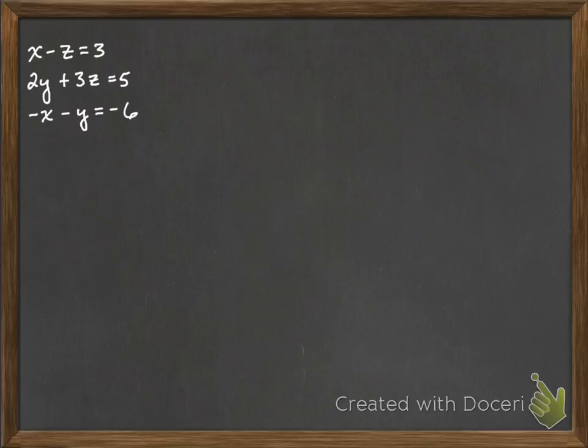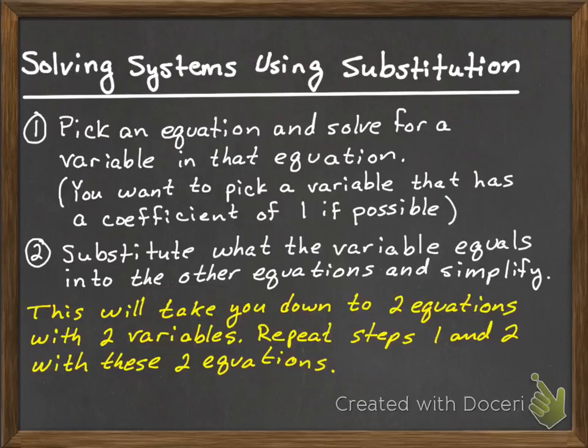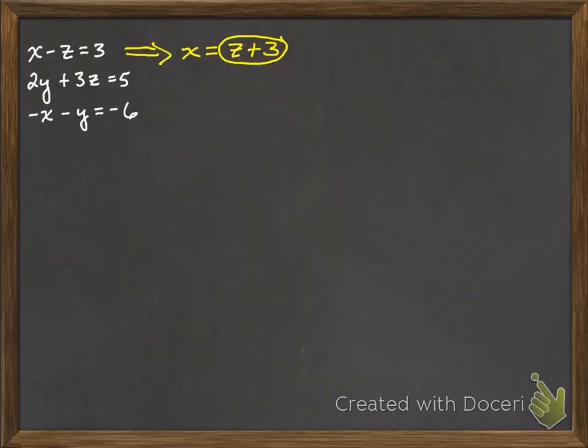In this problem, the first equation, x has a coefficient of 1, so we're going to solve for x, adding z to the other side, which gives us z plus 3. Now, the second step is then to take that value and substitute that z plus 3 into the other equations. Now, the second equation does not have an x, so we will just write that down as 2y plus 3z equals 5, and we'll leave that alone for a minute.